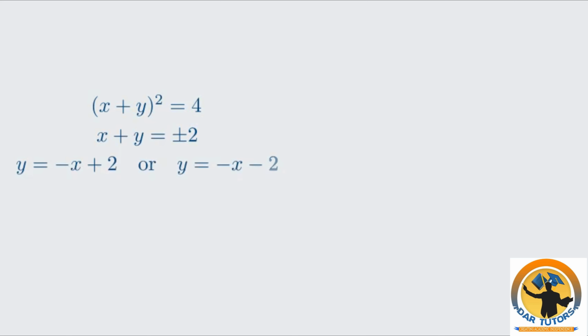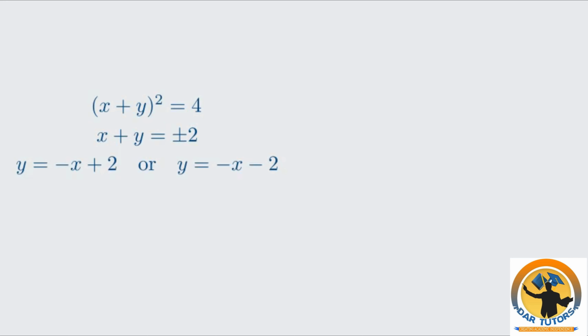The original equation, x squared plus 2xy plus y squared equals 4, is a perfect square. It can be factored as the quantity (x plus y) squared equals 4. Taking the square root of both sides, we get x plus y equals plus or minus 2. This means the original relation is just two straight lines.